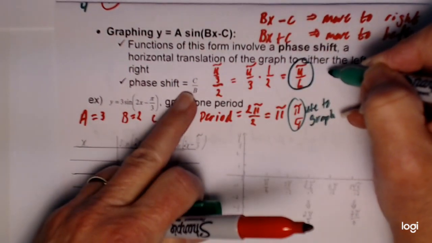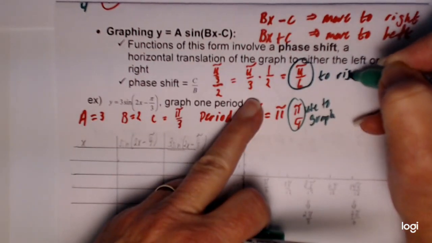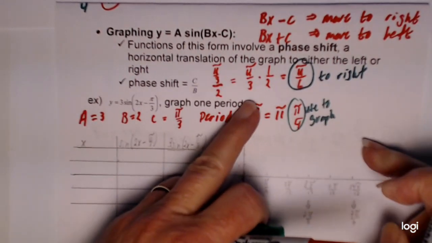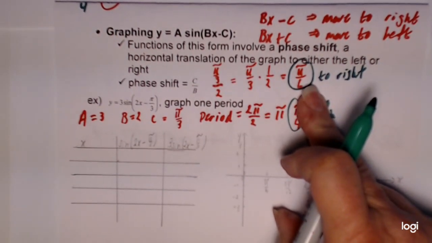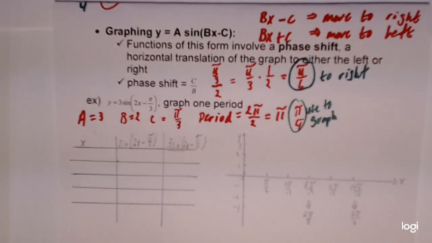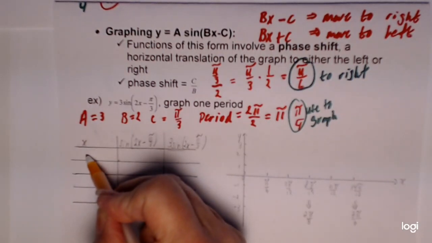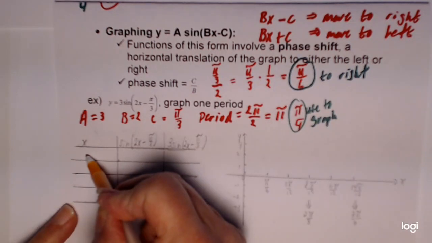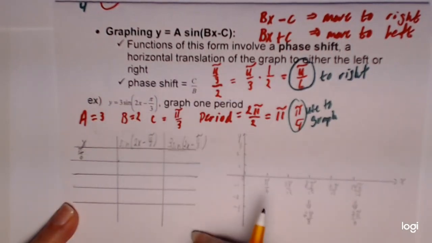And now because this was negative, we're going to go to the right. So instead of starting at 0 now, we're going to start at pi over 6 positive because we're moving to the right. So let's start getting our key values here. In the past, we started at 0. We're not going to start at 0 here because we have a phase shift. So we're going to start at pi over 6 instead.